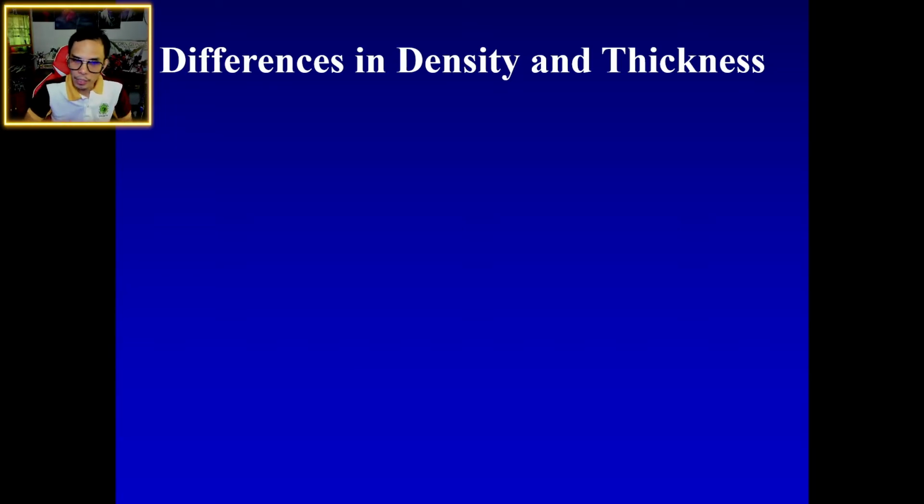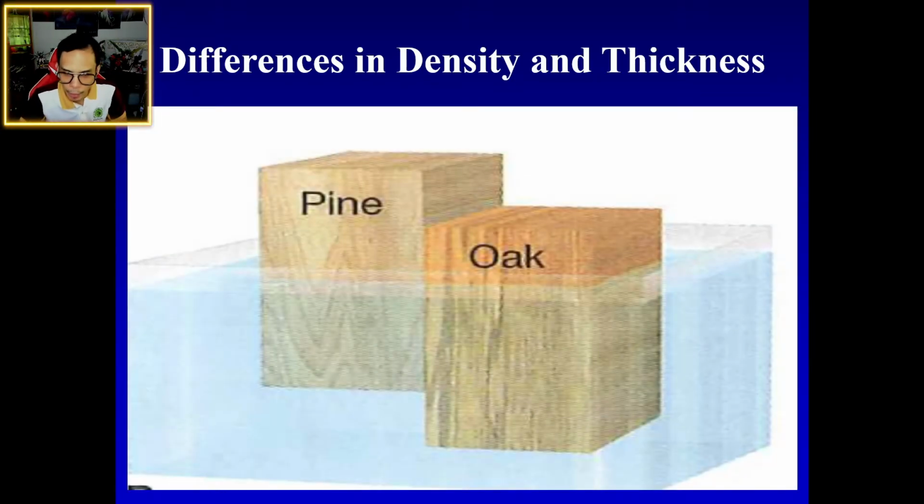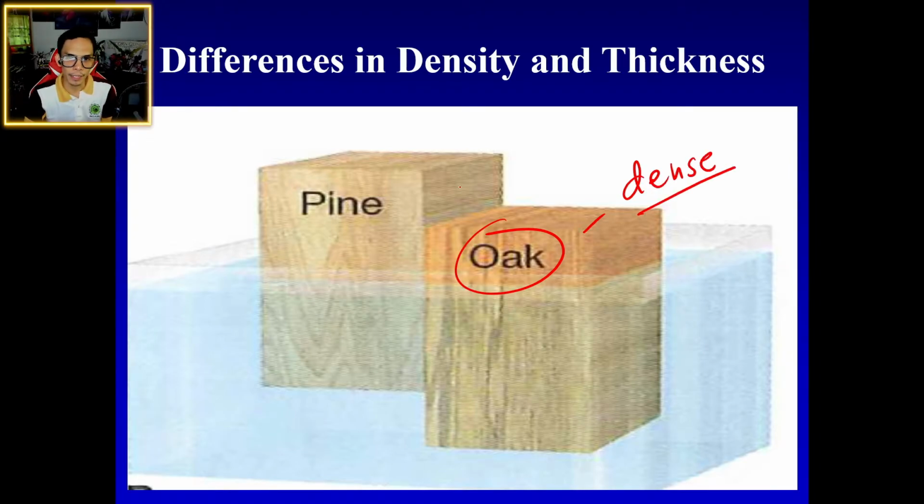So in this case, we will talk about density itself and how density affects the formation of different topography here on Earth. We have right here the pine and then the oak tree. As you can see, both of them are submerged in the water, and we can say that the oak is denser than the pine wood. So the pine is less dense.